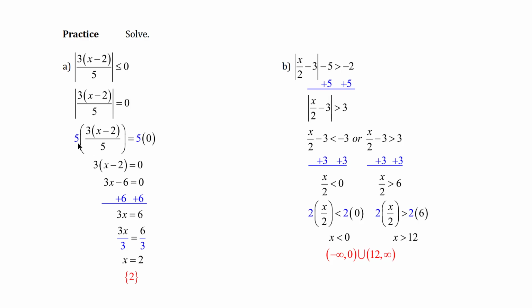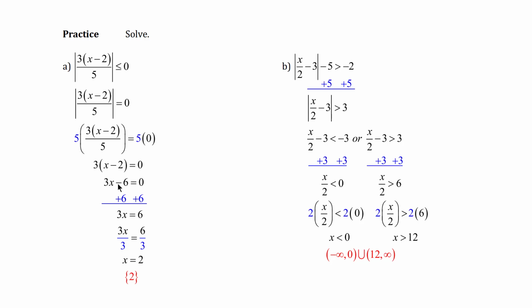From here, we could get rid of the fraction by multiplying both sides by 5. Simplifying the left-hand side, the 5's will cancel out, and then we could bring down the 3 times the parentheses x minus 2 close parentheses. And on the right-hand side, 5 times 0 is just 0. So we have 3 times the parentheses x minus 2 close parentheses equals 0. Next, we could distribute the 3 inside the parentheses to the x and the minus 2. When we do the distribution, we get 3x minus 6, and then we bring down the equals 0.